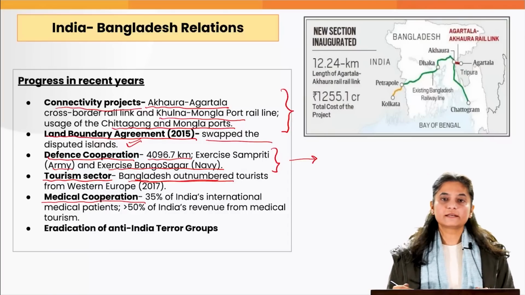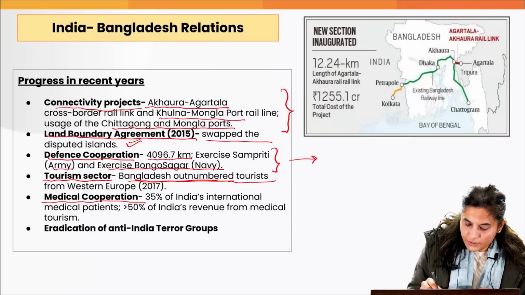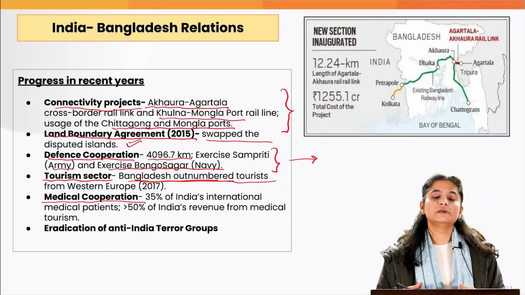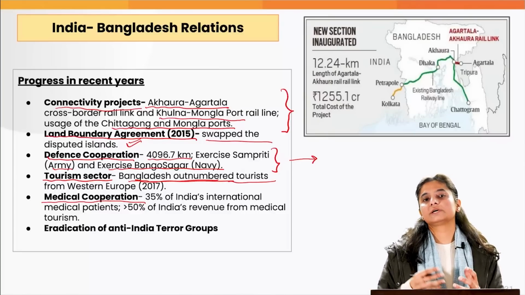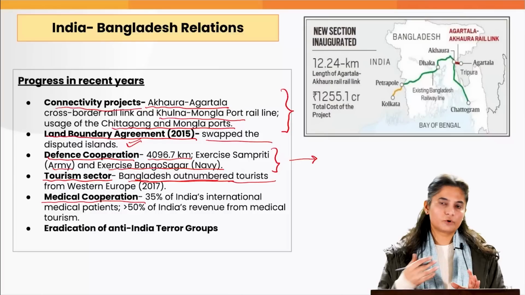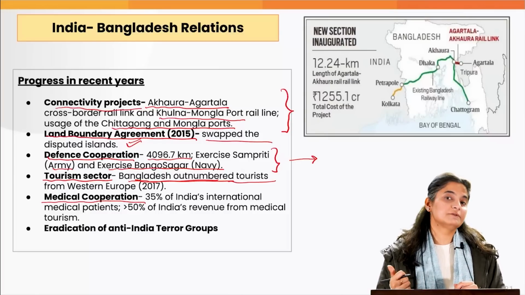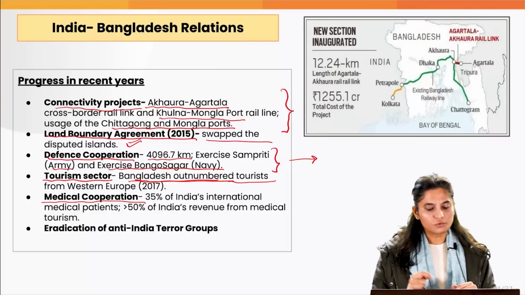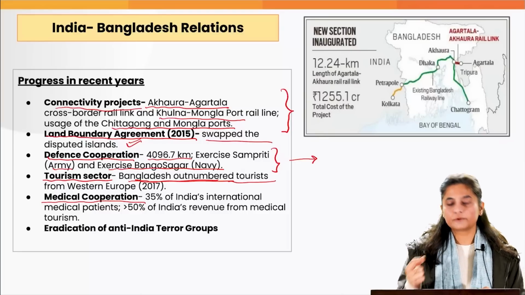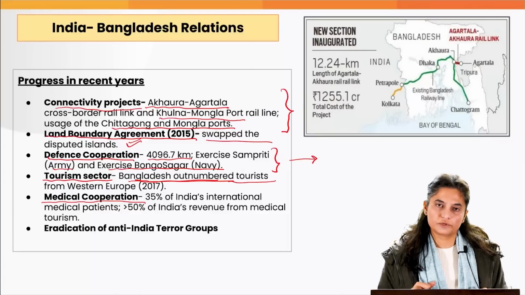So in the tourism sector, Bangladesh outnumbered tourists from Western Europe. If we compare the number of tourists arriving in India, Bangladeshi tourists were able to overcome the number of tourists coming from Western Europe. So that tells you the number of people that are arriving in India for tourism.